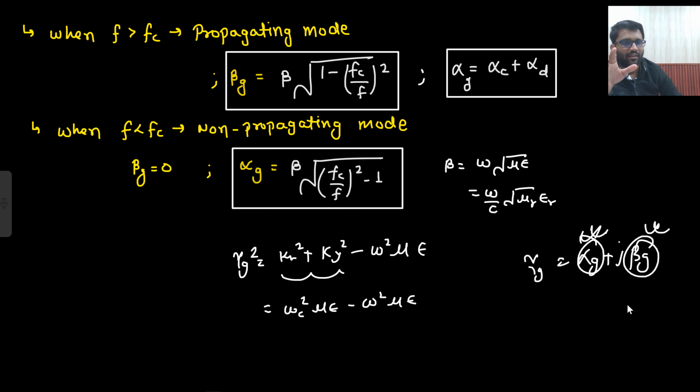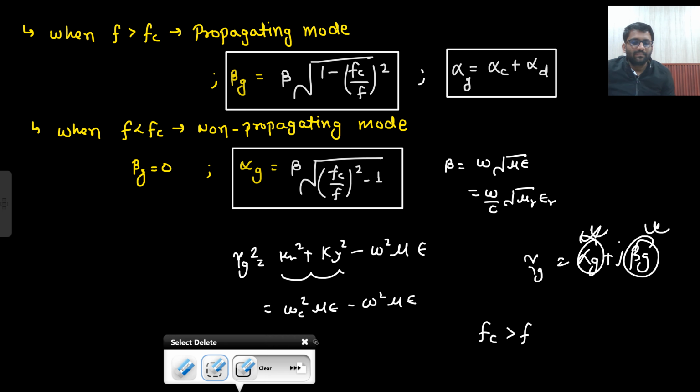I hope you are remembering this particular formula. So this is how we derive it, and from there this formula we get. Now if Fc is greater than F, then this quantity will be imaginary. If this is imaginary, that means the total quantity will be real. So what did I just do? I just replaced Fc by F. Here Fc by F was there because this quantity was lesser than 1. But if this quantity is greater than 1, that means it is a non-propagating mode. So this formula of alpha g you need to apply. Alpha g is equal to beta into under root Fc by F whole square minus 1.